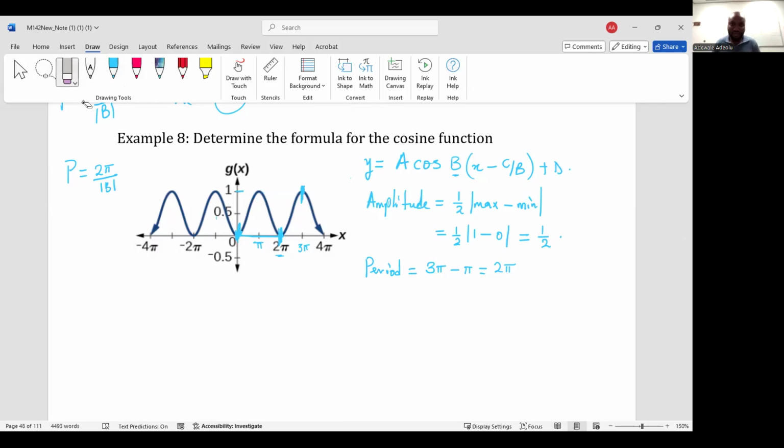Okay. Now that we know the period, let us see. Can we find B? Yes. Period is related to B by this. So that implies that B equals 2 pi over the period. Our period is 2 pi from here. So which means it is 1. That implies that B is 1.